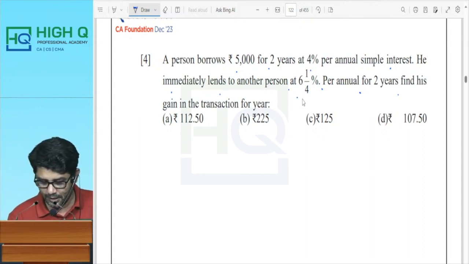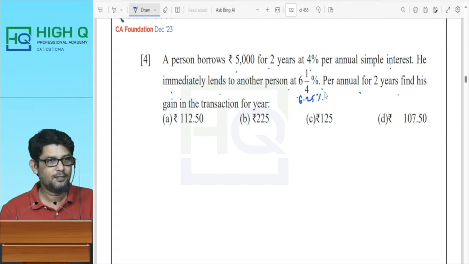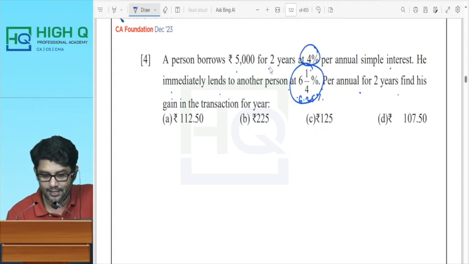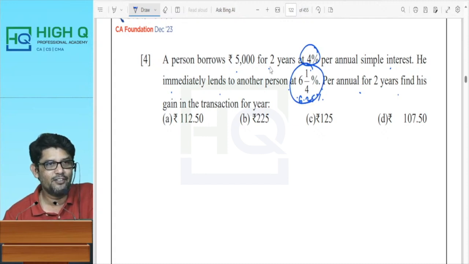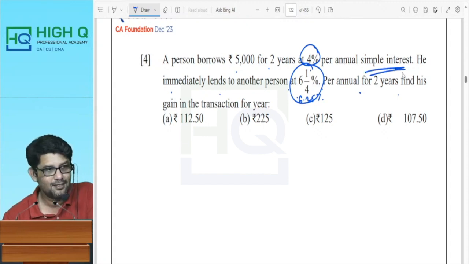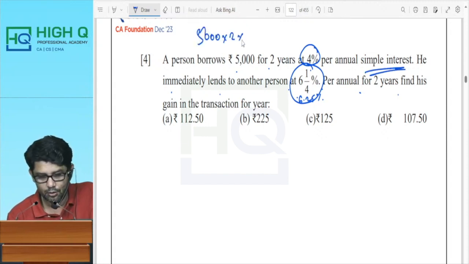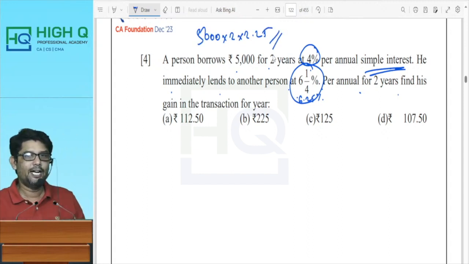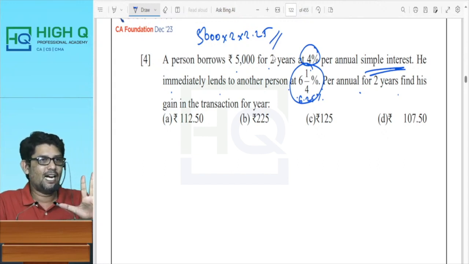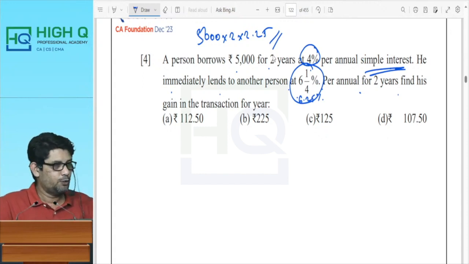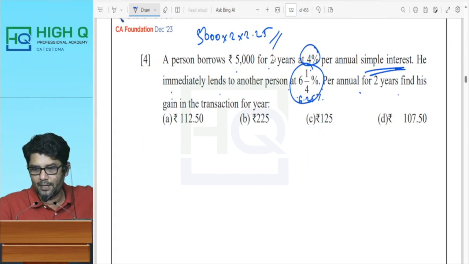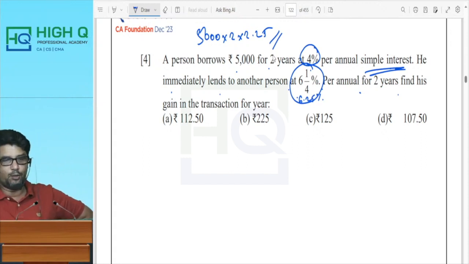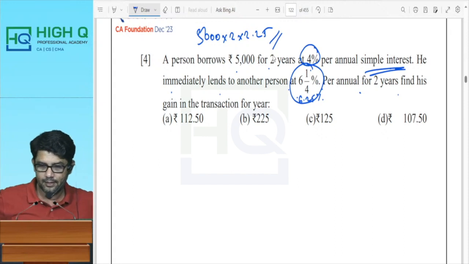Now tell me, is 4% and 6.25% one and the same? What is the difference between the rates of interest? 2.25. Simply do it, the question is based on simple interest. 5,000 into 2 into 2.25. Answer over. I told you, to get the answer it takes hardly 5 seconds. But to understand, take some time. You understand, my dear? What is the difference here? Just find the difference and do it. You understood or not? Actually, 225 rupees. Few people are giving me 112.5.